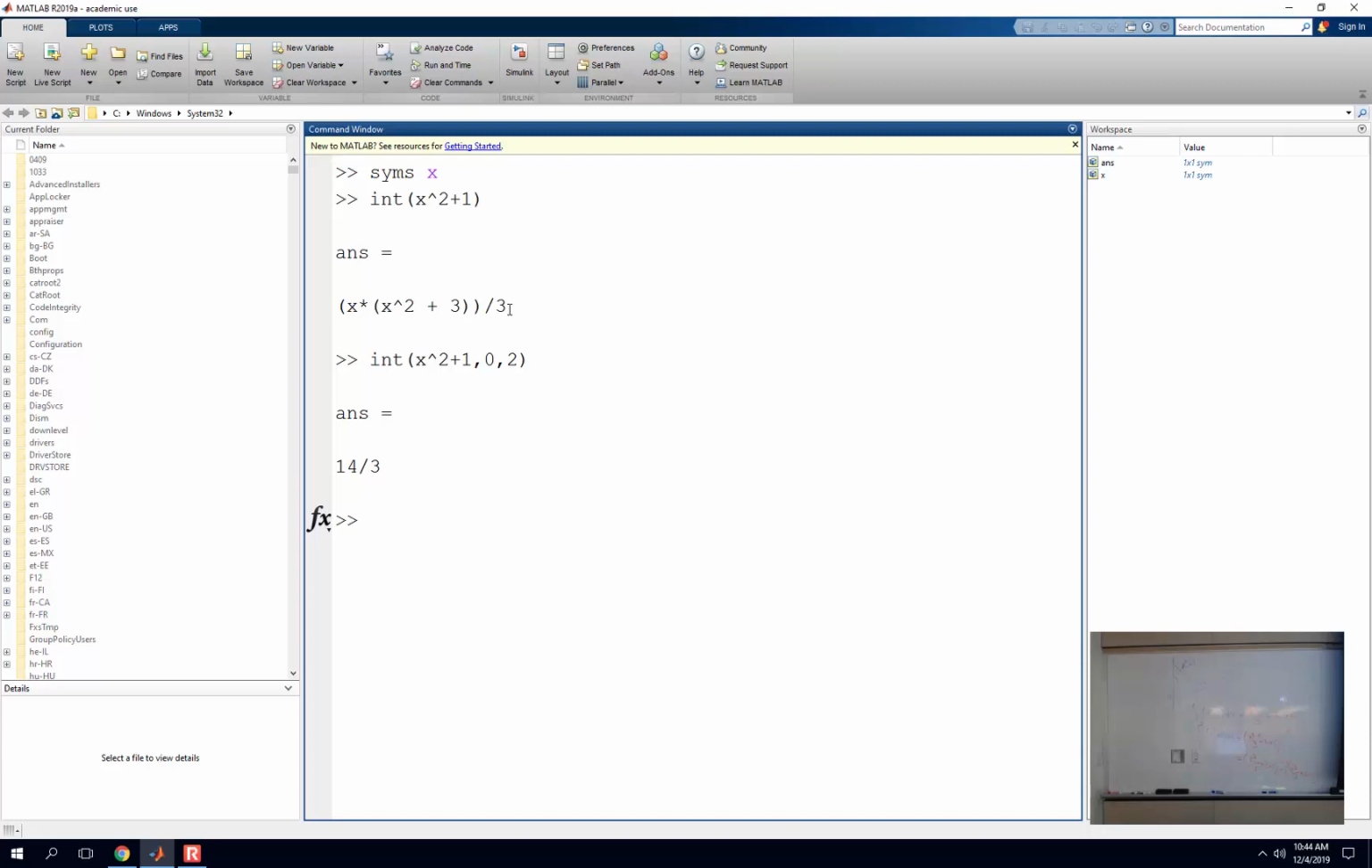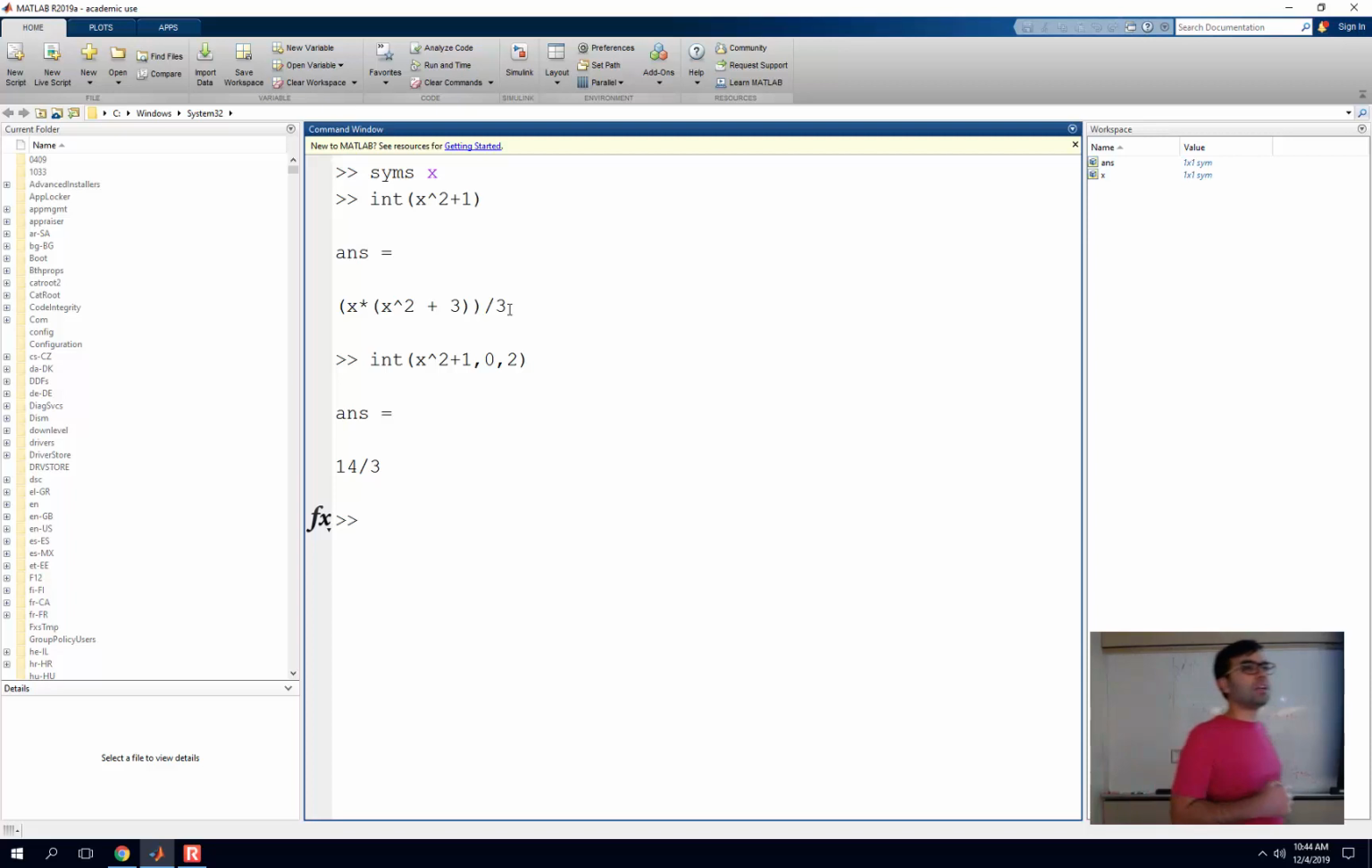Yeah, you get 14 over 3, but you don't get 4.6 or 4.7. That's what we usually got before, right? Have you ever seen 14 over 3 coming out of MATLAB? No. Look at the workspace. See, my x is a symbol. My answer is also a symbol. So that 14 over 3 is not a number. It's a symbol.